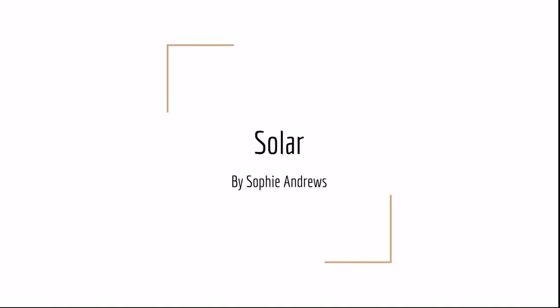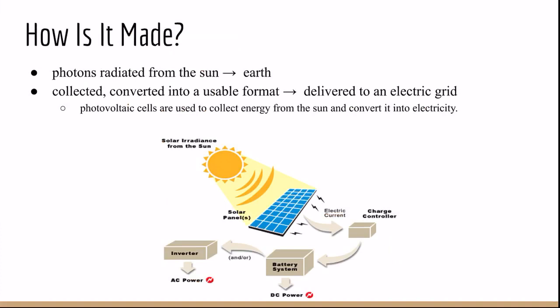My renewable resource is solar. How is it made? Photons radiated from the sun travel to the earth, where they are then collected by photovoltaic cells and converted into a usable format. This format is then delivered to an electric grid, where it can be used for several different electrical purposes in towns, cities, homes, etc. The image below is a representation of what these photons go through in order to create and be converted into electricity.